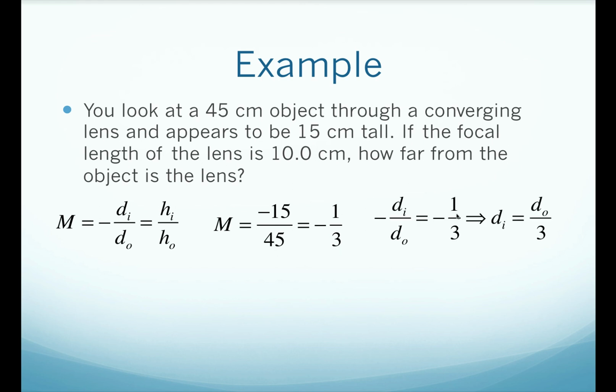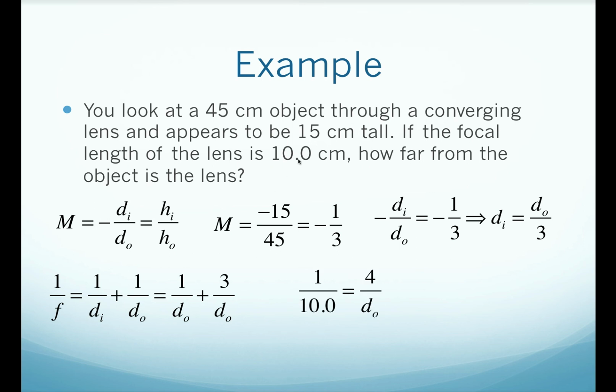Negative di over do equals negative 1 over 3. I substitute di because I'm looking for do anyway. So di is going to be do over 3. I put it in the focal length equation. So 1 over do plus 3 over do, since I flipped it, equals 1 over f. f is 10 centimeters, so it's 4 over do. Therefore, do is 40 centimeters. That is when you get a real image. And the distance to the object is technically always positive. It's the di that can be negative.